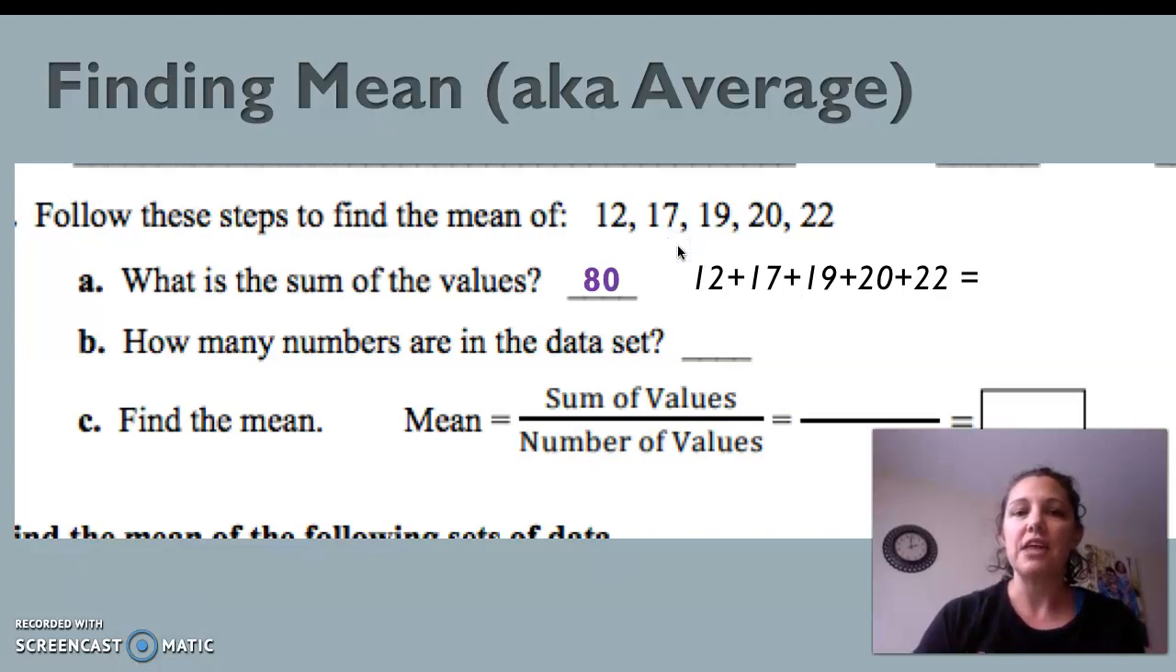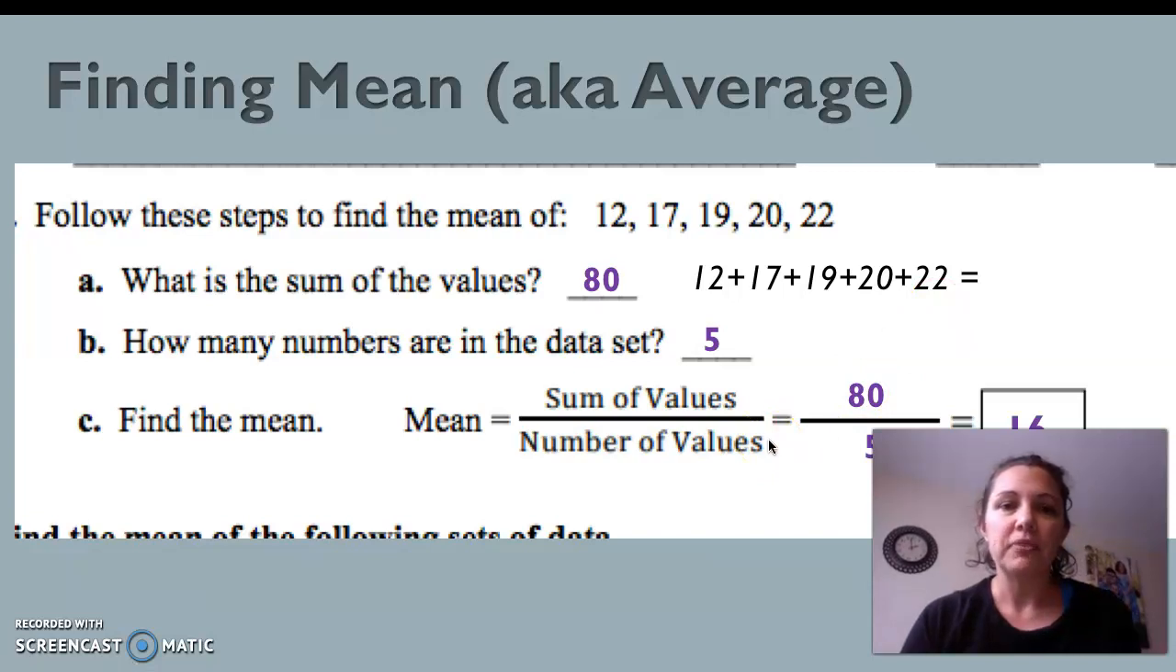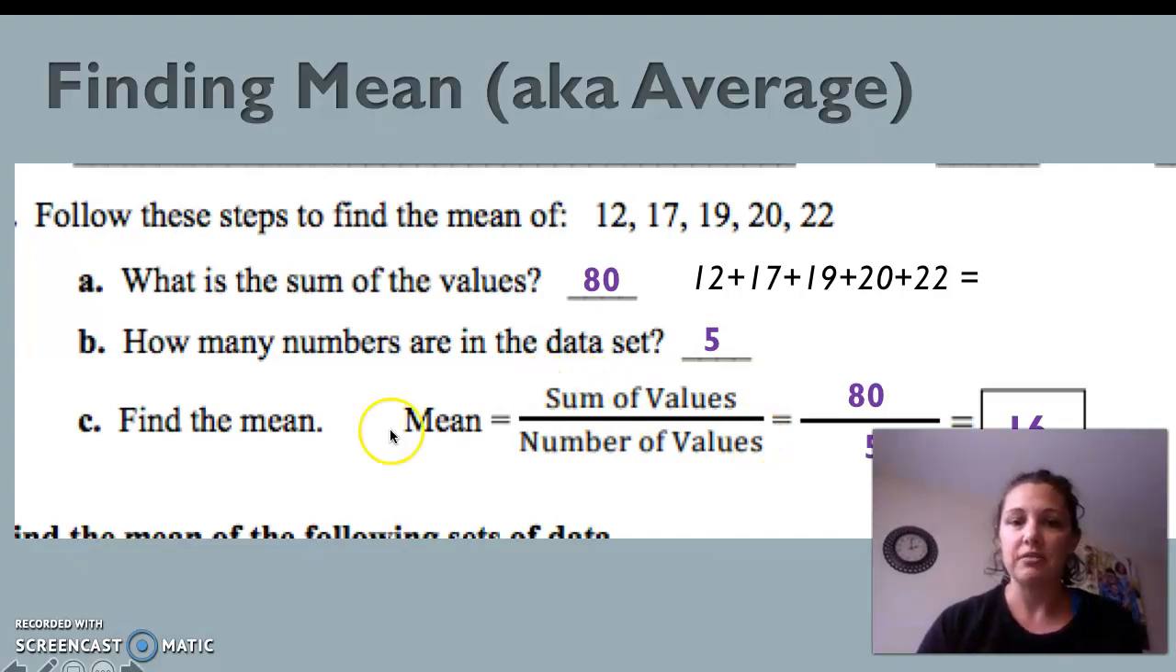Once we have that, we need to count how many numbers we have. We have 1, 2, 3, 4, 5. So we're going to take our 80 and divide it by the amount of values we have, which is 5. 80 divided by 5 gives us 16. So our average on this problem is 16. So you're going to add them up and then divide, add and divide.